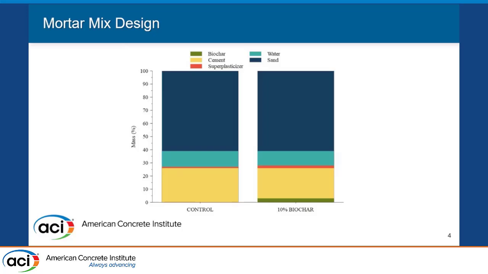I will say, like others have said before, biochar has a really high water demand, so we do need to increase our superplasticizer content. We're able to get comparable workability and compaction with the addition of additional superplasticizer, but it is definitely a consideration going forward if there's ways that we can tailor the biochar to reduce that water uptake.